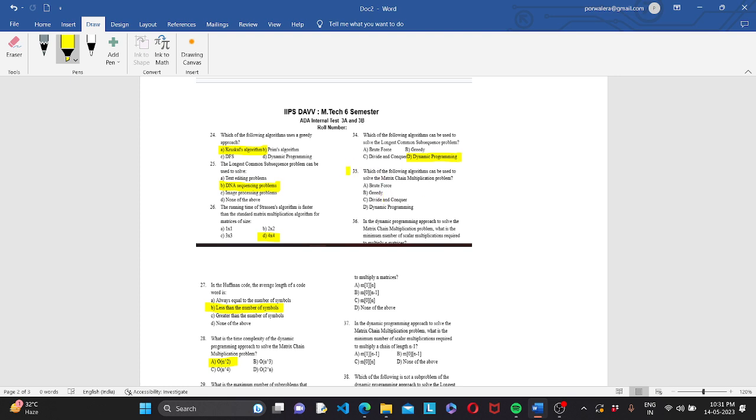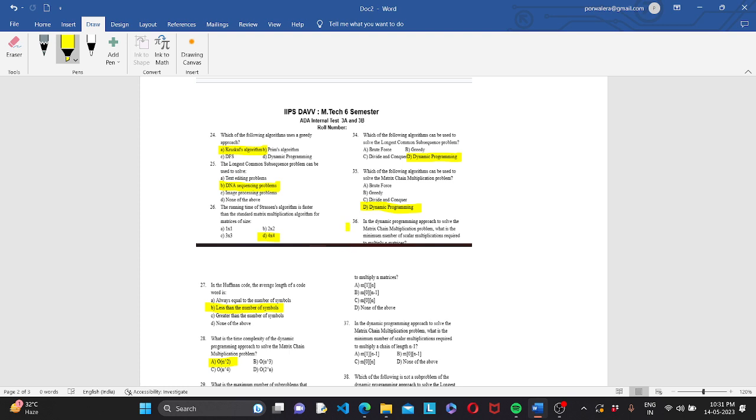Now 35, which of the algorithms can be used to solve the matrix chain multiplication problem? So to solve the matrix chain multiplication problem, we all know that the algorithm we will be using would be the same, which is dynamic programming, option D.